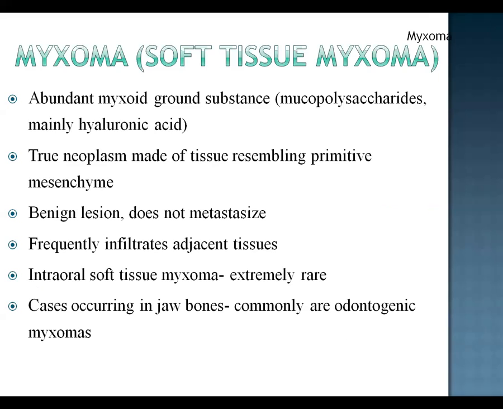Next one is the myxoma, which is a soft tissue myxoma. It has an abundant myxoid ground substance, mucopolysaccharide, mainly hyaluronic acid. A true neoplasm made of tissue resembling primitive mesenchyme. A benign lesion that does not metastasize but frequently infiltrates adjacent tissues. Intraoral soft tissue myxomas are extremely rare. Most cases occurring in the jaw bones are odontogenic myxomas.